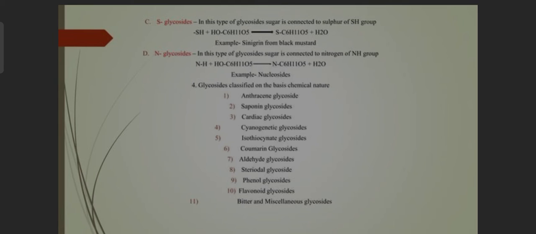N-glycosides: in this type of glycoside, sugar is connected to the nitrogen of an NH group. NH plus HO-C6H11O5 gives N-C6H11O5 plus H2O. Example: nucleosides. Glycosides classified on the basis of chemical nature: first, anthracene glycoside; second, saponin glycoside; third, cardiac glycoside; fourth, cyanogenetic glycoside; fifth, isothiocyanate glycoside; sixth, flavonoid glycoside; seventh, aldehyde glycoside; eighth, steroidal glycoside; ninth, phenol glycoside; tenth, lactone glycoside; eleventh, miscellaneous glycosides.